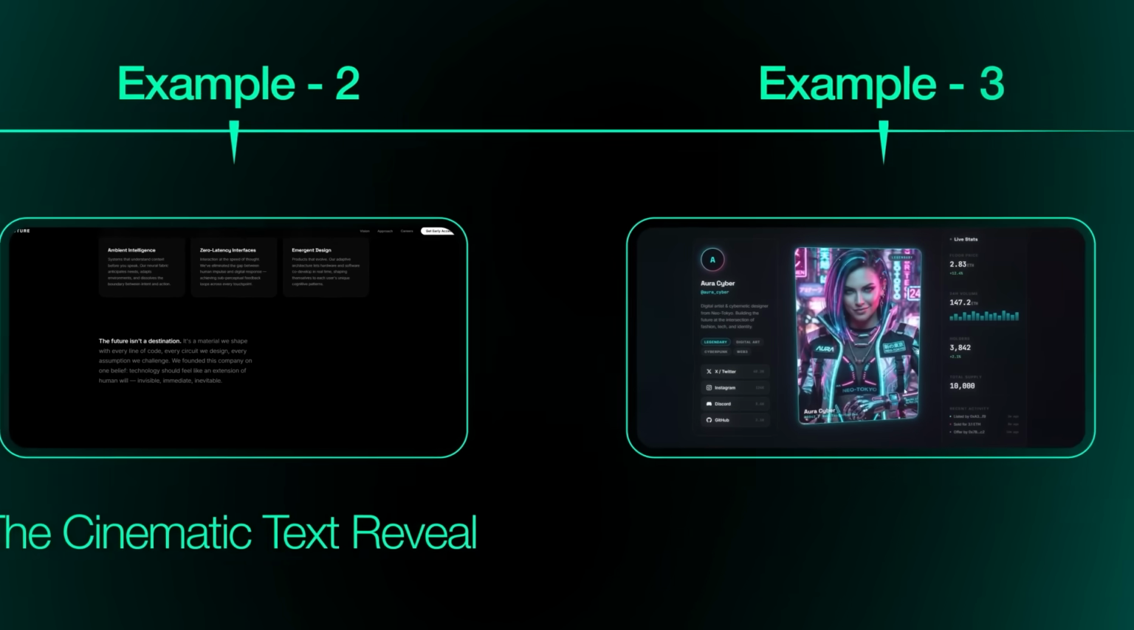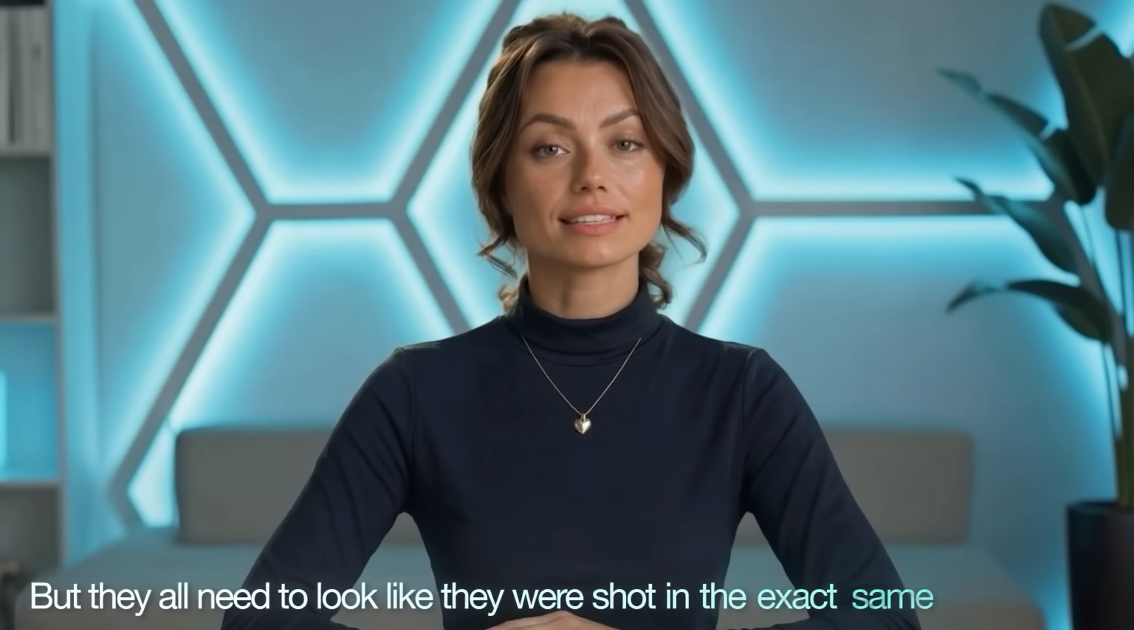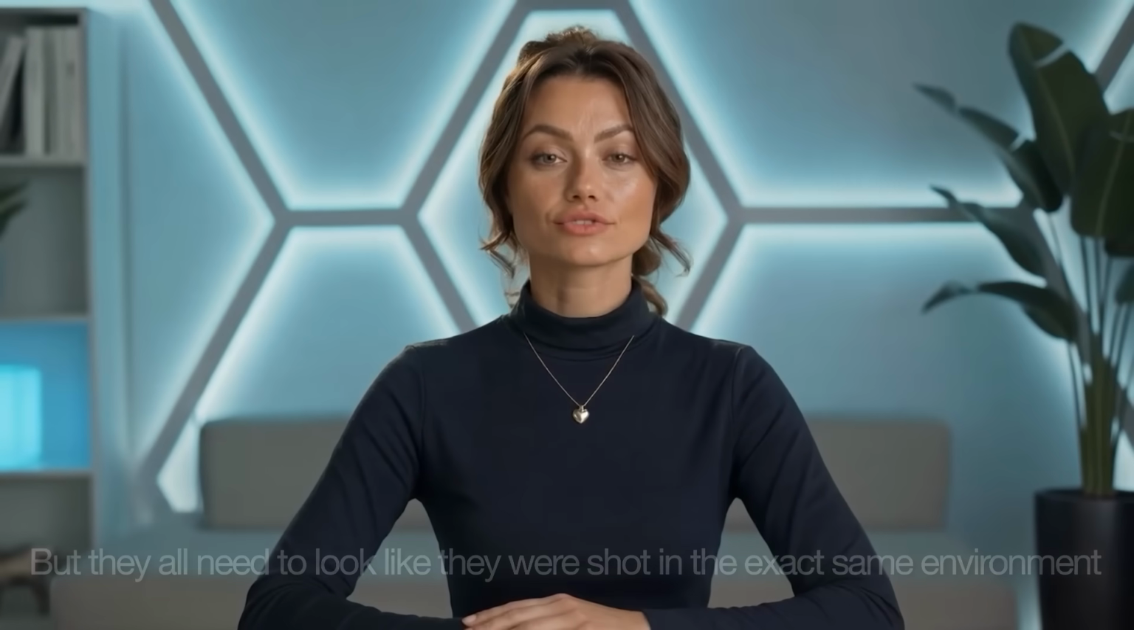That cinematic text reveal is perfect for a cinematic 2D website, but we're about to kick things up a dimension, because for our third example, we're going to be creating a holographic 3D card that tilts with our cursor movement. To make this look real, we need to generate 3 completely separate layers, but they all need to look like they were shot in the exact same environment. This kind of strict continuity is exactly why we use JSON prompting.